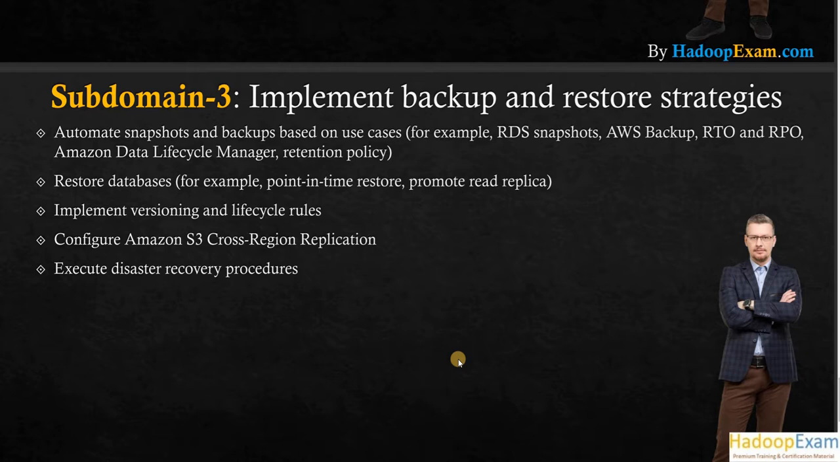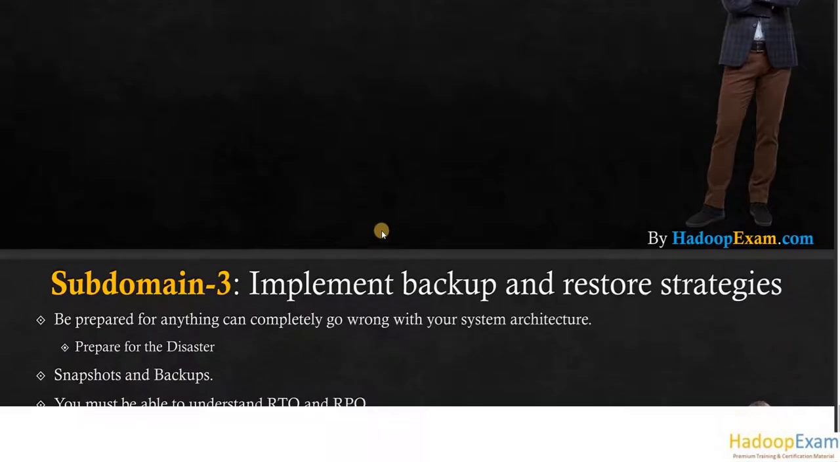Execute disaster recovery procedure. An entire availability zone can crash, that is what Amazon says. So you should plan: if your RTO is 2 hours, then you should be able to move to a different availability zone within 2 hours, and it should happen automatically rather than manually. So that is one.